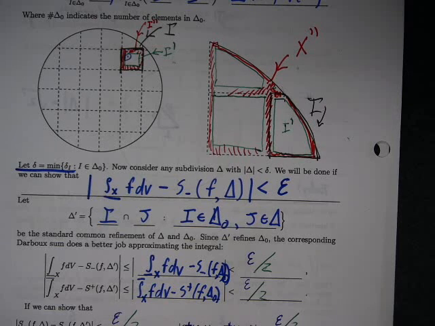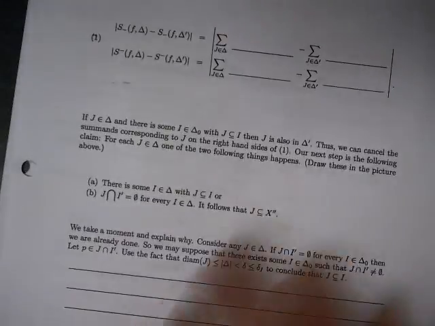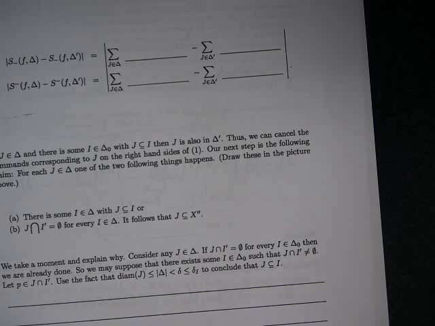So let's try to show those 2 inequalities. Or maybe just one of them. Chances are if we can prove one, we can prove the other. The difference between studying the sup and studying the inf should be the same. So let's try to understand the difference between S minus of f over delta and S minus of f over delta prime.